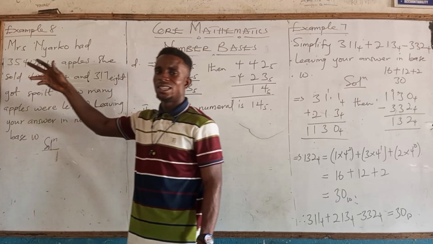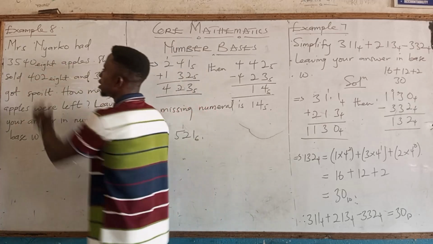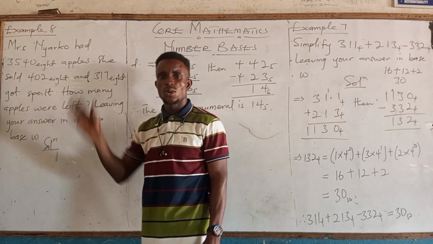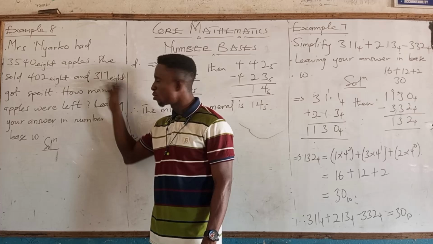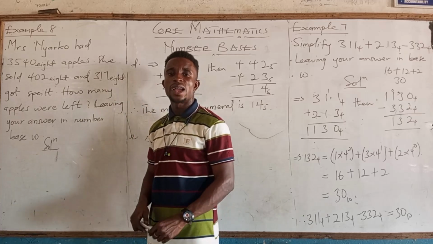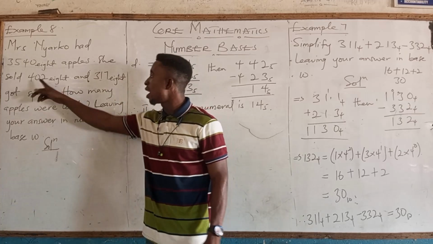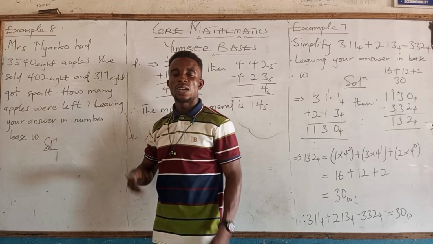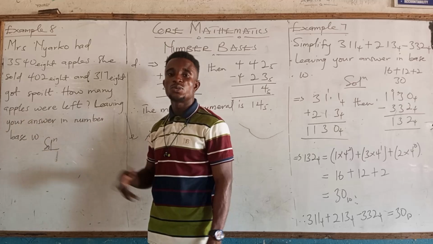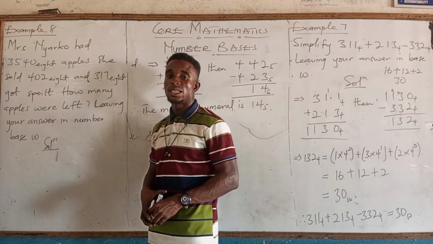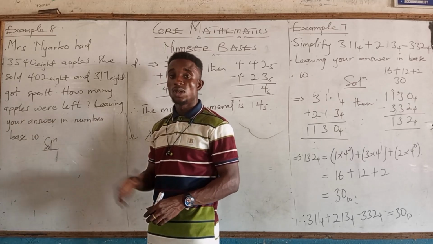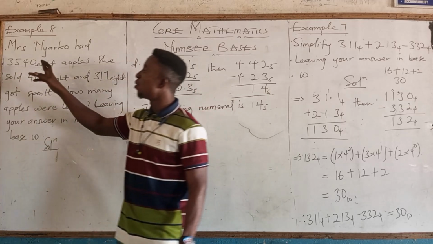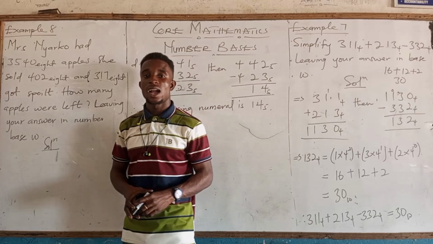Are we getting that? So this is the total number of apples she's having. And she sold this, it is gone. Then this one got spoiled, that one too is gone, right? So how many are left? That is the addition of this and that. Then we subtract from that. Then what we get, we convert to base 10. Are we getting that? They are in apples. So, like what I told you, now they are saying 3540 base 8.